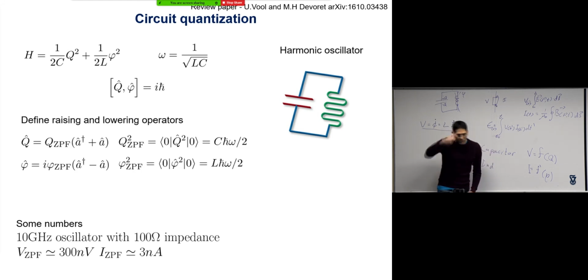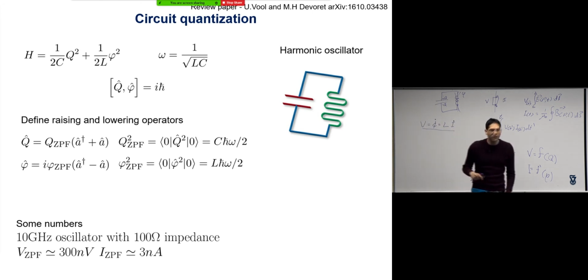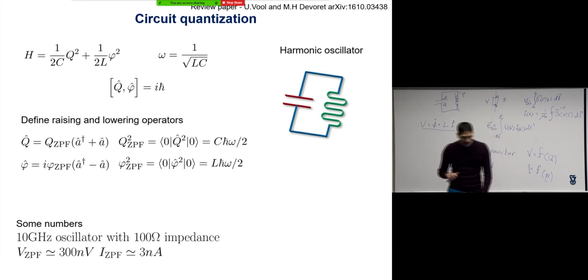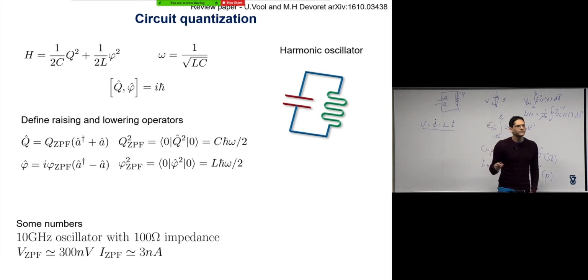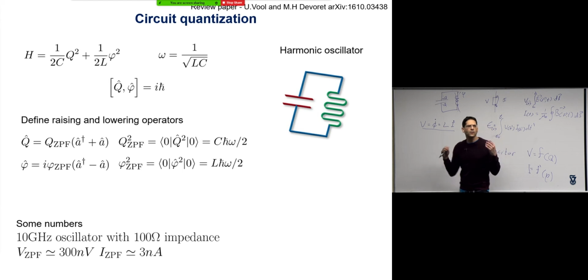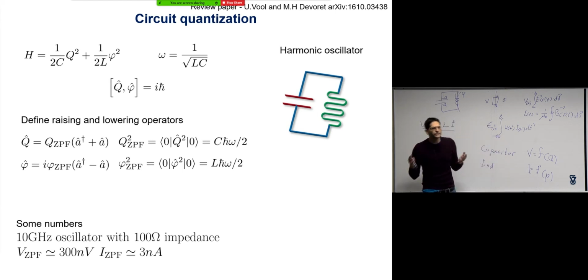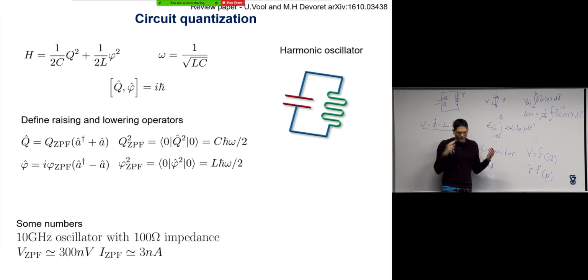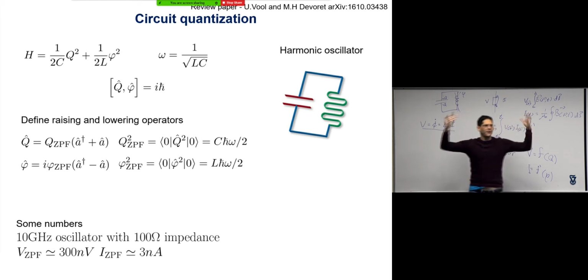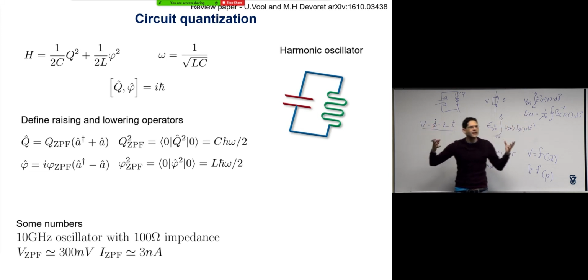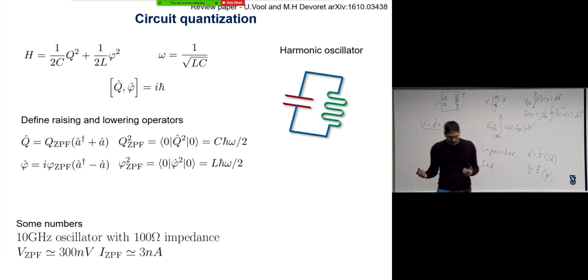And if we impose those, then we can write the same Hamiltonian. We just put hats on Q and phi. But we can also take the next step and define the lowering and raising operators, just like you did when you quantized the harmonic oscillator. You got to some p squared plus x squared, you put hats on them, and then you quantize them into raising and lowering operators. You can do exactly the same thing here.